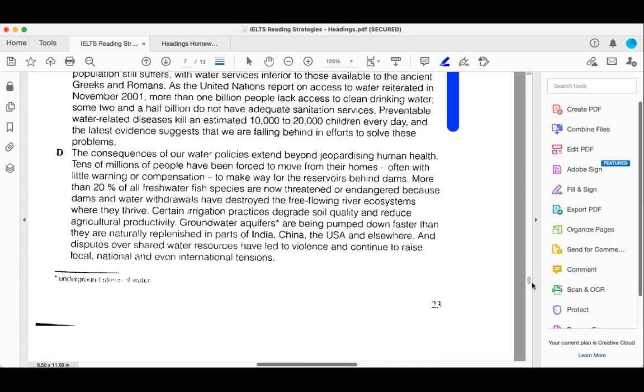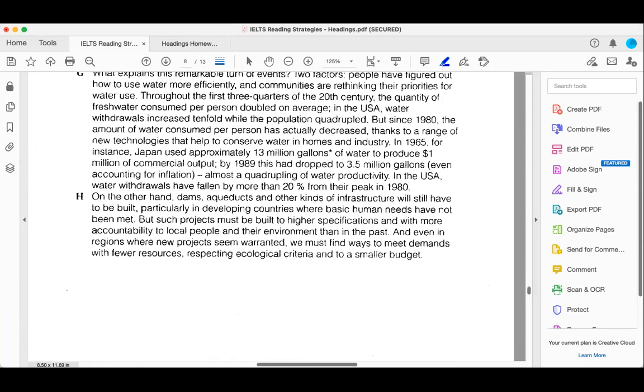We need to read the second sentence. What is this? Must be built to a higher specification. What does higher specification mean? Money, they need money. Higher specification is higher standard. Quality. Standards. Higher specification, higher standards.